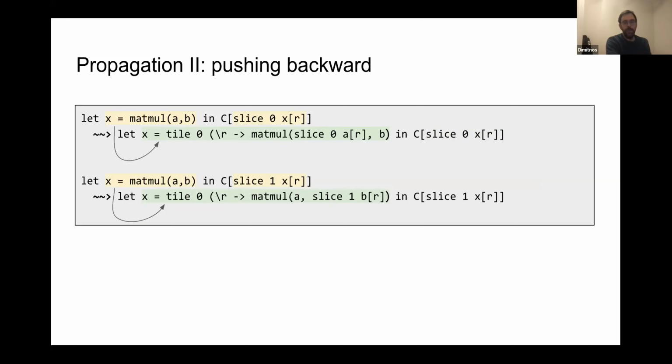Then there's another form of propagation, which is pushing backward. So it's kind of a dual thing. Here we have a definition, which is one of these ops, and its use is sliced. In that case, we may want to rewrite the definition as a tile. Why do we want to do that? We want to do that because likely the context C in which the slice occurs is a loop, and that would fuse later on with the loop that we insert right now in the definition. So this is the second rule of propagation.